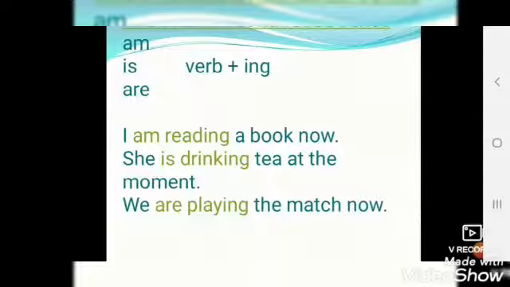After that, we are going to talk about the present continuous tense. As you see, its form is am, is, are plus a verb plus ing. Like the example: I'm reading a book now. She's drinking tea at the moment. We are playing the match now.